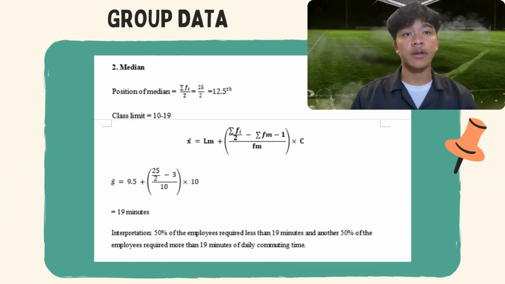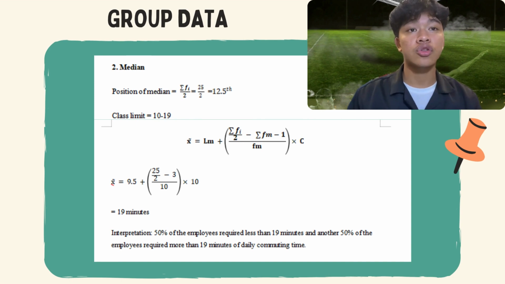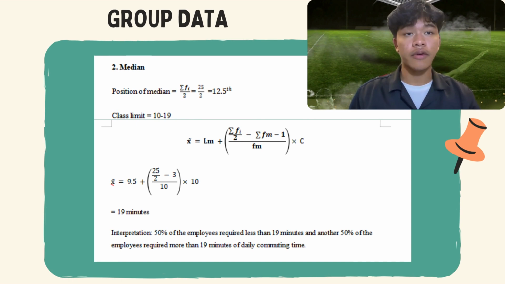Find the median of the group data. First, we must find the position of the median. The formula is sum of Fi divided by 2. So we got the sum of Fi equals 25, divided by 2 is 12.5. So 12.5 is in the class limit of 10 to 19.